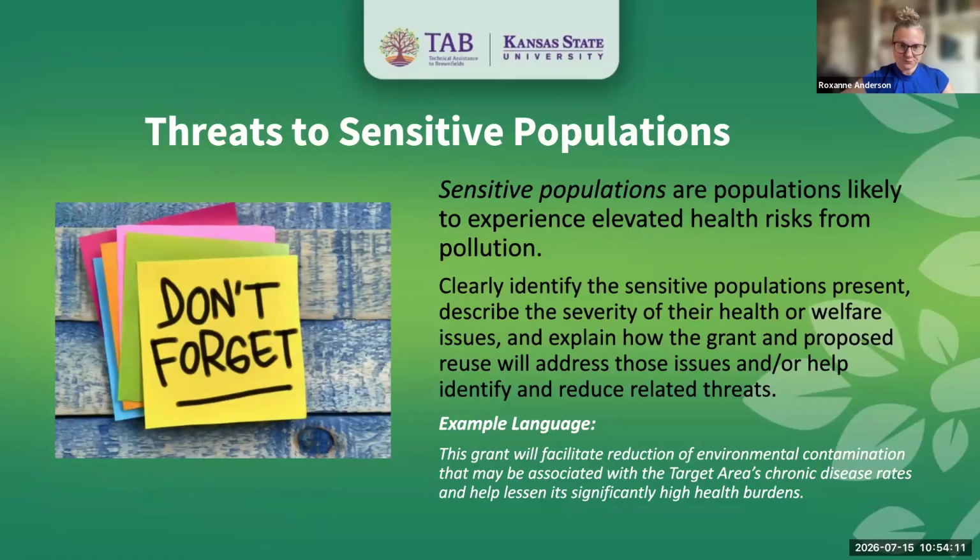All right. So what do we mean by sensitive populations? These are populations that are likely to experience elevated health risks from pollution. Your response needs to do essentially 3 things. First, clearly identify who the sensitive populations are in your target area. Second, describe the health or welfare issues those populations are experiencing and the severity of those issues. And third, and this is the piece we see missed all the time, explain how the grant and the proposed reuse will address those issues or help identify and reduce the related threats.